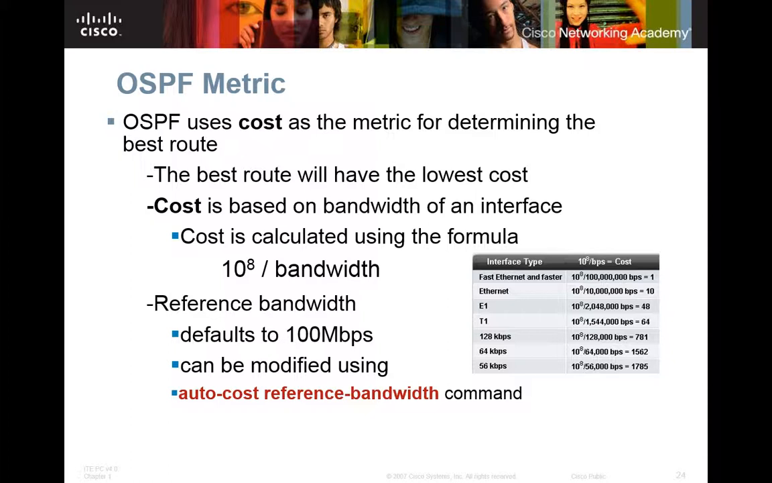So, if I have a Fast Ethernet, which is considered 100 meg, it'll give you a default cost of 1. If it's Ethernet, you get 10. If it's an E1 line, it's 48. T1 line, 64. Then you start getting into the modems, 128K, 64K. Do you really want to take something on a cost of 1785? You'd rather have it on Fast Ethernet, wouldn't you?